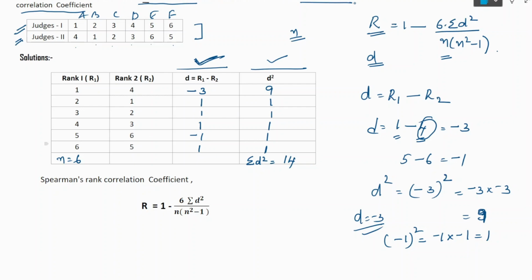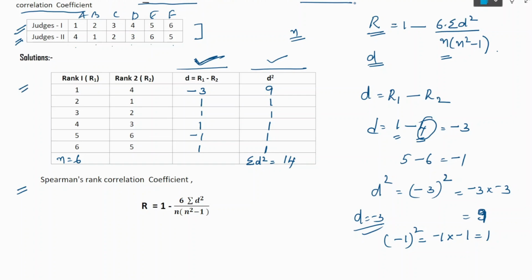First, we are writing rank, because in the question it is given in rank. Judge 1's ranking is given, therefore we have taken that value as R1. And second, the judgment given by judge 2, that is R2, rank 2. Then the next 2 extra columns, that is D, D equal to R1 minus R2, and D square, which means you are finding the square of D. In that particular column, all values are going to be positive. Then at the end, you are going to calculate sigma D square, that is equal to 14.